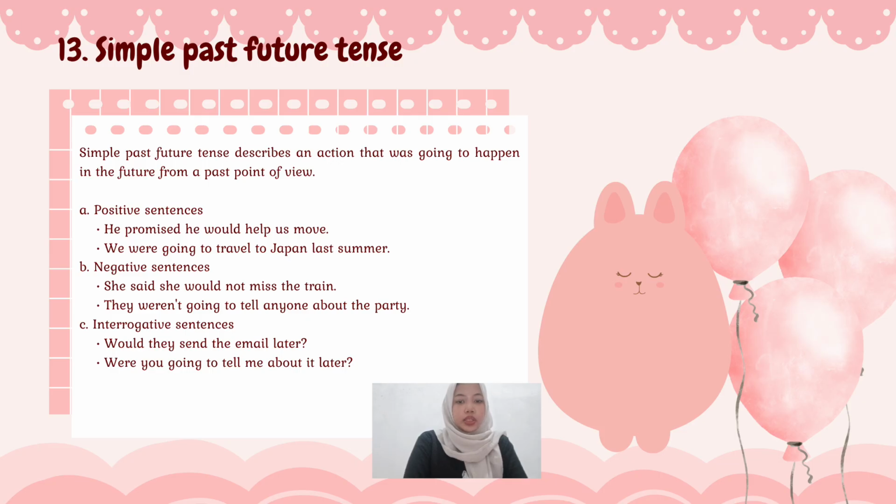Simple past future tense. Simple past future tense describes an action that was going to happen in the future from a past point of view. For example, in positive sentence, he promised he will help us move, and we were going to travel to Japan last summer. And in negative sentence, she said she would not miss the train, and they weren't going to tell anyone about the party. And in interrogative sentence, will they send the email later, or were you going to tell me about it later?